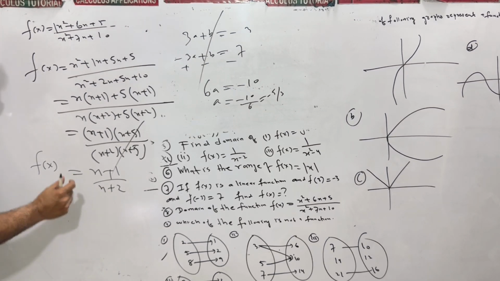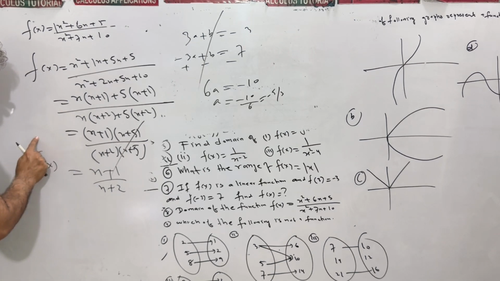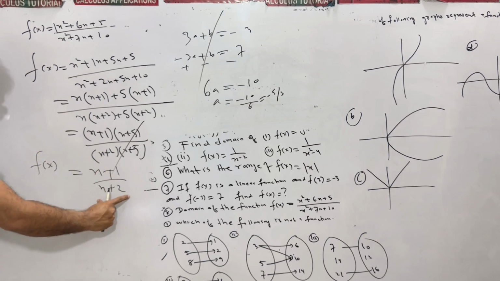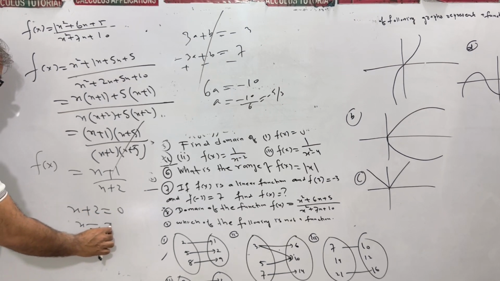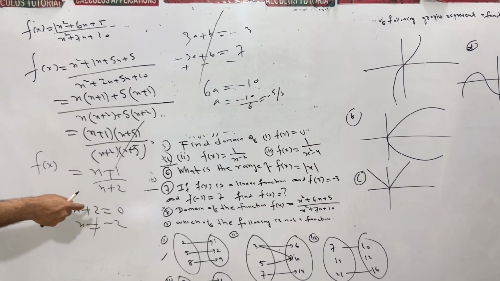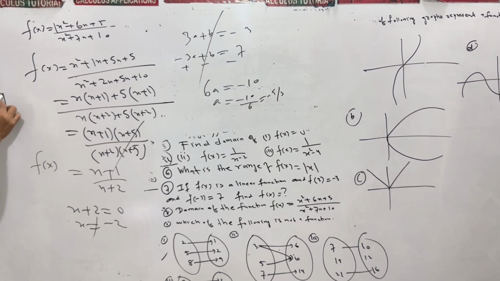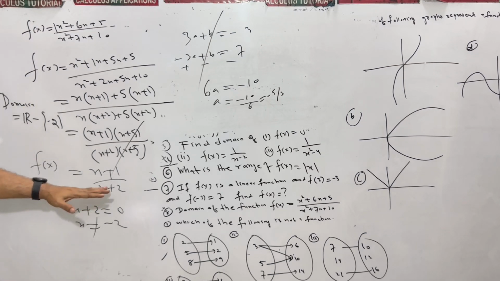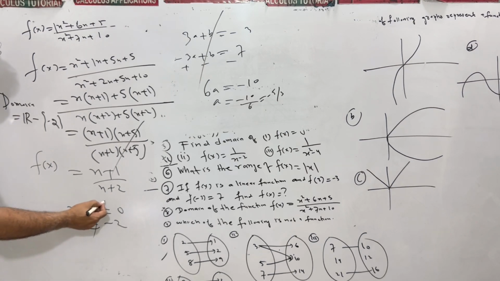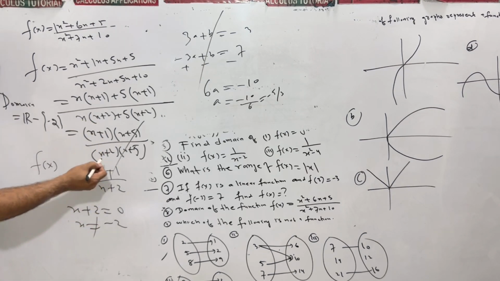Now solve for the domain. For the domain, if there is a root, there must be no negative result in the root. There is no root here. What about the denominator? The denominator cannot be 0. So x plus 2 equals 0 gives x equal to minus 2, which we have to get rid of. Our domain is all real numbers excluding minus 2, because at x equal to minus 2 the function never gives us a result; it is undefined. So we cannot afford x equal to minus 2 in the domain.